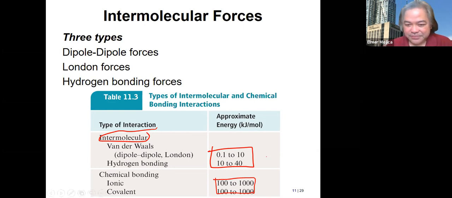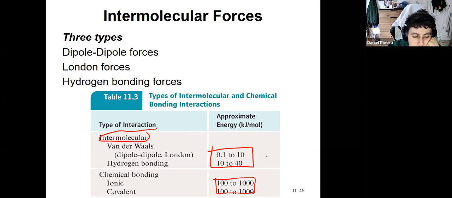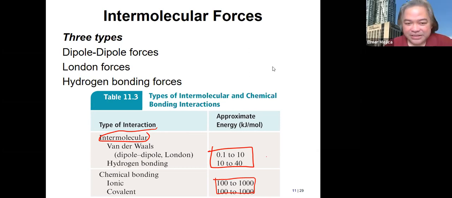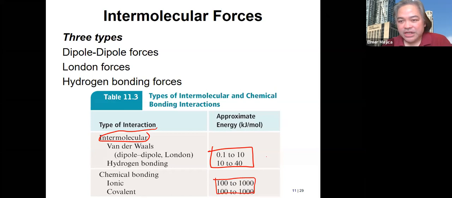Anyone? The intramolecular, chemical. Okay. So the intramolecular is the stronger one. Remember, in the intermolecular, you're just breaking the solid into liquid, or you're just converting the liquid into the gas. But if you're going to break the intramolecular forces of attraction, what do you do? You're breaking the molecules into atoms.